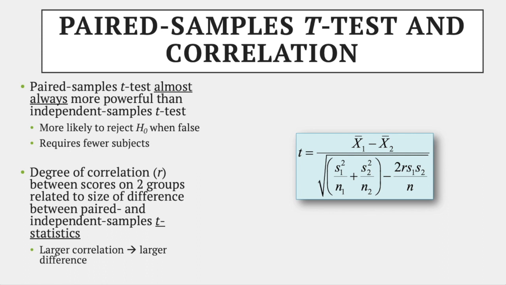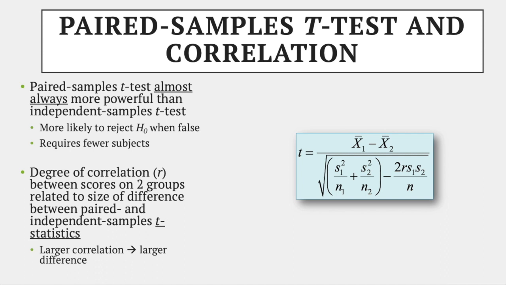Which means you're more likely to reject the null when it's actually false, and it requires fewer subjects. So there's a trade-off here where you have to get people to take more tests, so they need a time 1 or time 2, or they need a measure in this condition and then another condition. But you're going to have more power with fewer subjects.